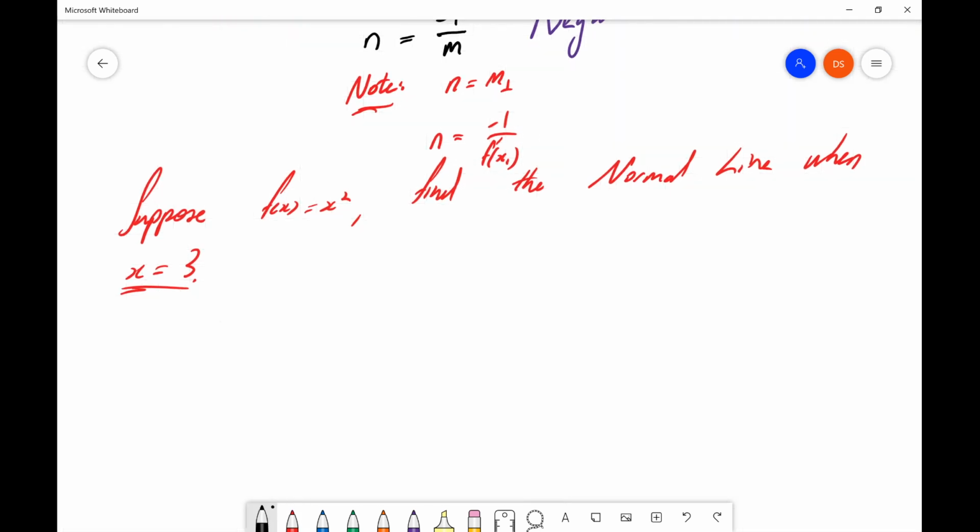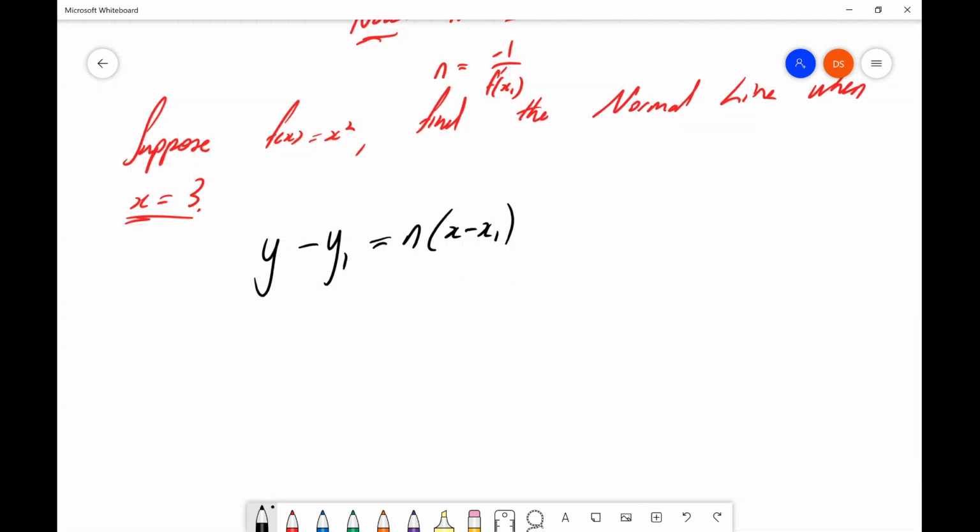First off, we try to write the equation. y minus y1 equals n times x minus x1. So we'll write out what x1 is. x1 is 3. y1 is f of x1, which is f of 3, which is 3 squared, which is 9. And then n, in this case, is -1 over m, which is -1 over the derivative at x1. And so that's the derivative at 3.